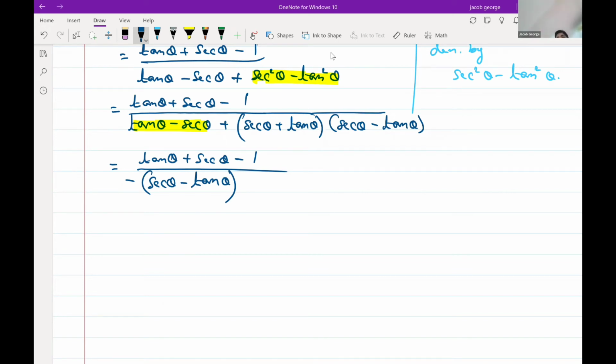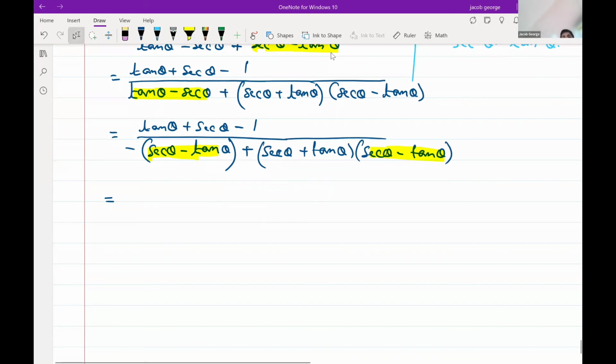Now it is clear, right? Now this will be plus sec theta plus tan theta into sec theta minus tan theta. Now in these two terms, you can take sec theta minus tan theta outside.